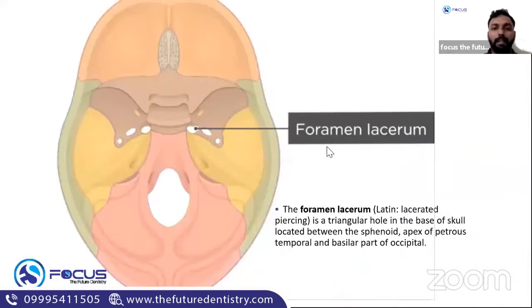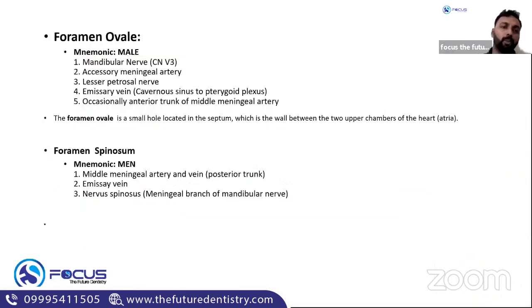Yeah, finally, foramen lacerum, as I discussed, it is a triangular hole in the base of skull located between three important bones: sphenoid, the apex of petrous temporal bone, and basilar part of occipital bone. So it is actually formed by three bones. Okay, so now we can just have a glance at what all structures pass through each of these. Okay, so you have the foramen ovale.